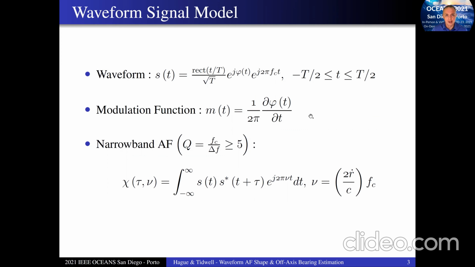And since we'll assume a matched filter or correlation receiver, which gives us the range-Doppler information of the target scene, we care about the ambiguity function. And in this case, it's the narrowband model. So we're correlating the waveform with its Doppler shifted versions, where our Doppler shift ν is given here. R dot is the target range rate or relative velocity between the platform and the object. C is the speed of sound in the medium, and f_c is the carrier term.